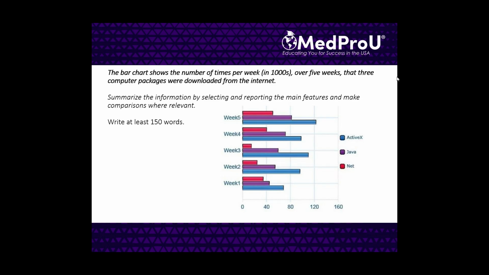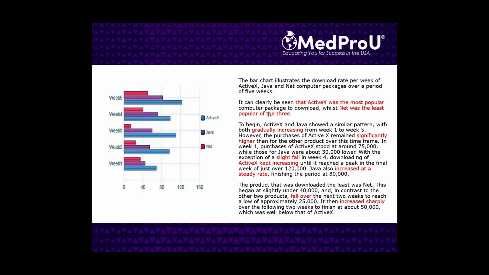Okay. Which one has a similar pattern? What can we group together? Java and ActiveX. That's correct. So both of them are increasing, okay? And then Net is decreasing and increasing. Okay, so ActiveX and Java, we can group them into one body paragraph.